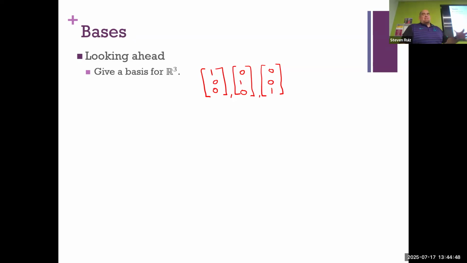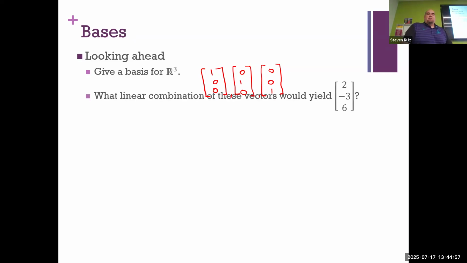If I were to use this basis, think of these metaphorical building blocks, I can make any vector you want in R3. So if I wanted to make 2, -3, 6, what linear combination of those 3 vectors you gave me would I use? So let's call this V1, V2, V3. 2V1 minus 3V2 plus 6V3.